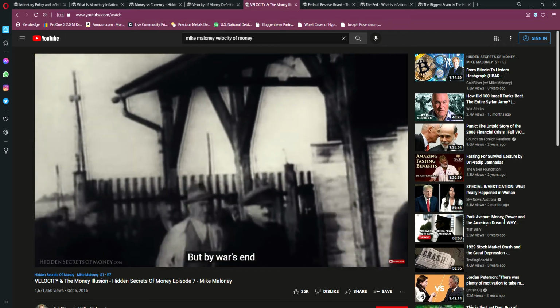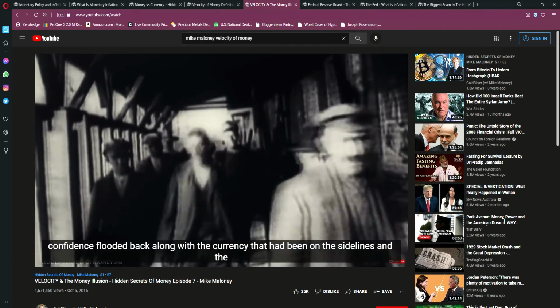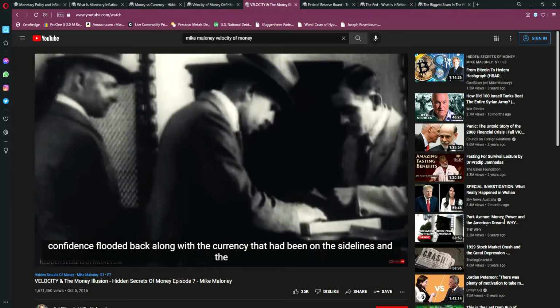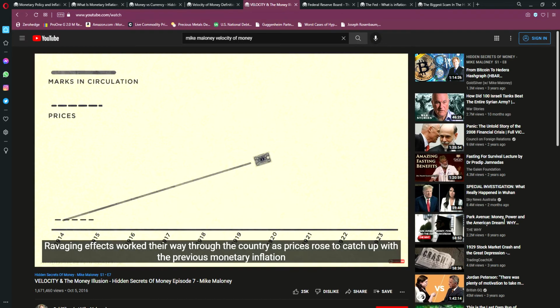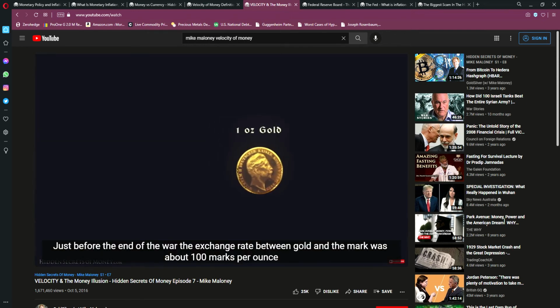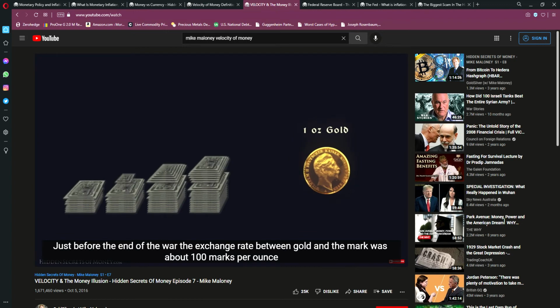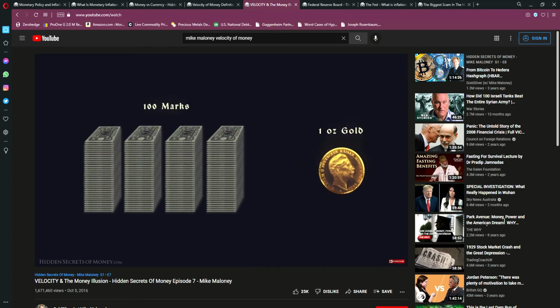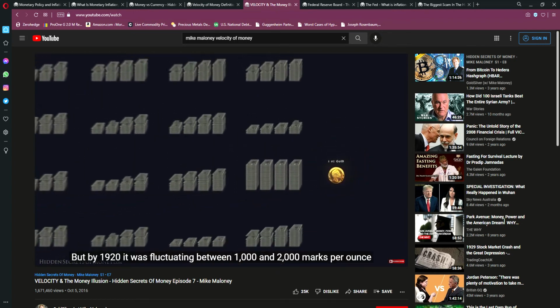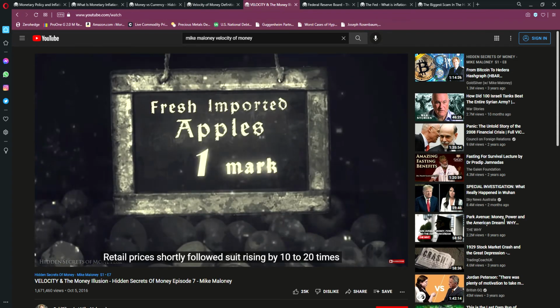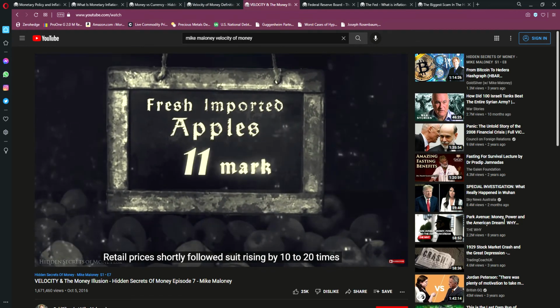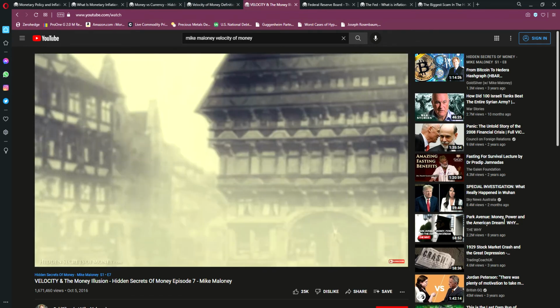But by war's end, confidence flooded back along with the currency that had been on the sidelines, and the ravaging effects worked their way through the country as prices rose to catch up with the previous monetary inflation. Just before the end of the war, the exchange rate between gold and the mark was about 100 marks per ounce. But by 1920, it was fluctuating between 1,000 and 2,000 marks per ounce. Retail prices shortly followed suit, rising by 10 to 20 times.